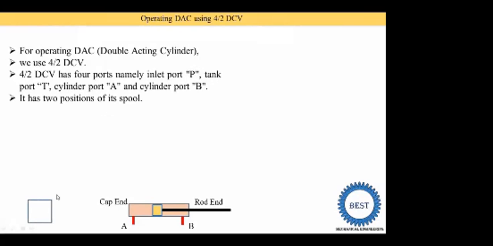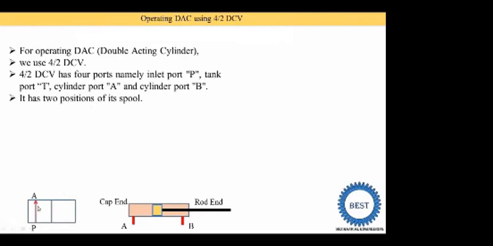So here I explained the symbol of the 4/2 DCV. Here you see on the bottom left side. For the first position we draw one square. For the second position we draw another square. Suppose it is a 4/3 DCV, then we need to draw a third square. In every square 4 ports are there, and the names of the ports are P, T, A and B. So here you see this is port P, this is port A.